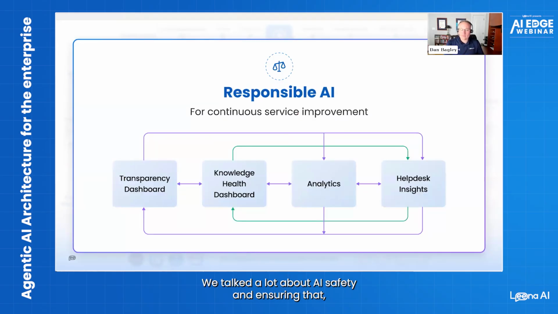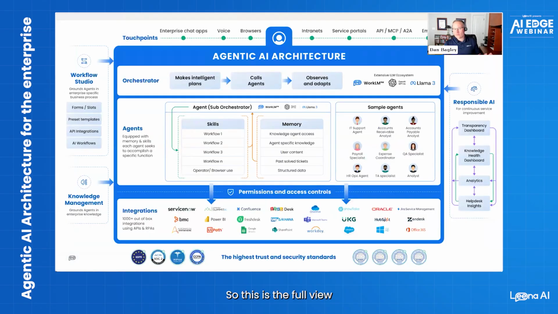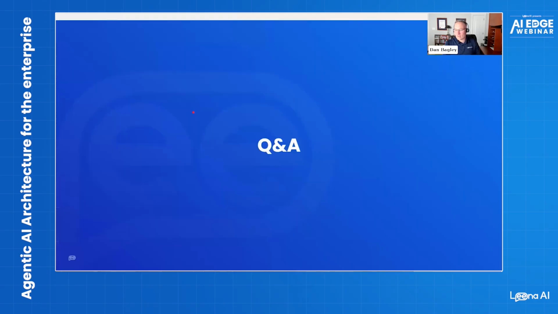We've talked a lot about AI safety and ensuring that AI is operating with my permissions on my behalf. Extremely, extremely important when evaluating a solution. Similarly with both cloud and safety and security attestations and certifications. So this is the full view of what we see as a proper agentic AI architecture. It includes all of the pieces and stitches them together. We enter via enterprise chat apps or multiple touch points. The orchestrator breaks down a query, finds agents, which find skills, which leverage integrations and workflows in order to solve complex scenarios and complex tasks.